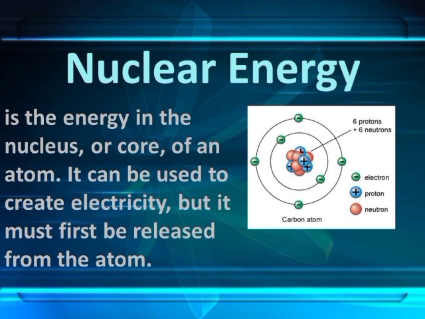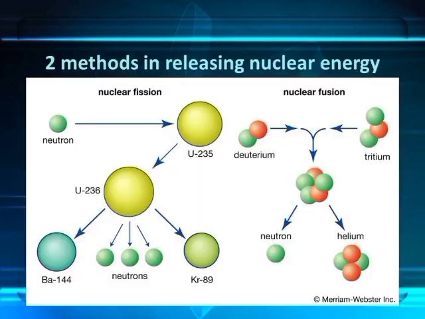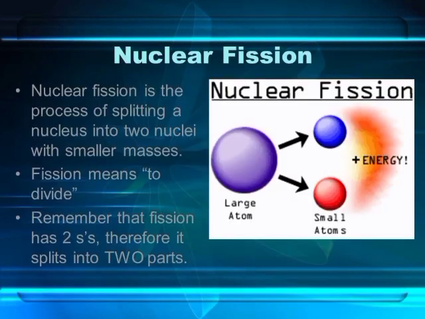Then how to release the energy from the nucleus? There are two methods in releasing nuclear energy. These are nuclear fission and nuclear fusion. So let's start with nuclear fission. Nuclear fission is the process of splitting a nucleus into two nuclei with smaller masses.